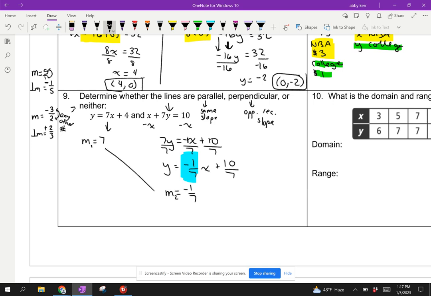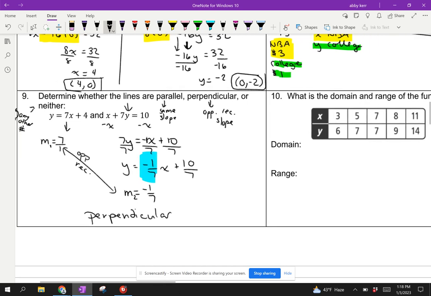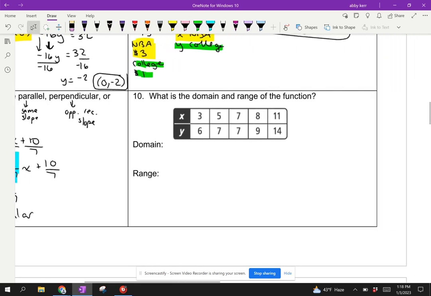And these are actually opposite reciprocals. So they are perpendicular. We know they're opposite reciprocals because our first slope was positive and our second slope is negative. And then if you create a 1 underneath the 7 and you switch it, you flip the numerator to the denominator and vice versa, you're going to get 1/7. So that's why it's perpendicular, because it's the opposite and the reciprocal.